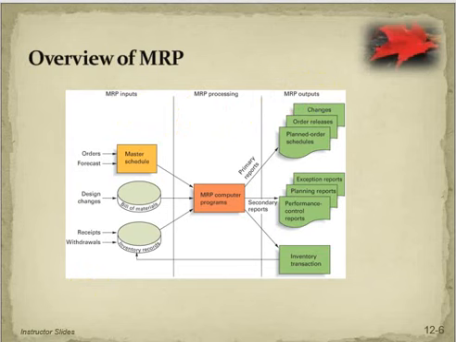So this is the function of material requirement planning: processing the inputs to outputs. So we have three questions right now. First one, what are the inputs of material requirement planning? Second one, how does the processing work? The third question, what are the material requirement outputs?